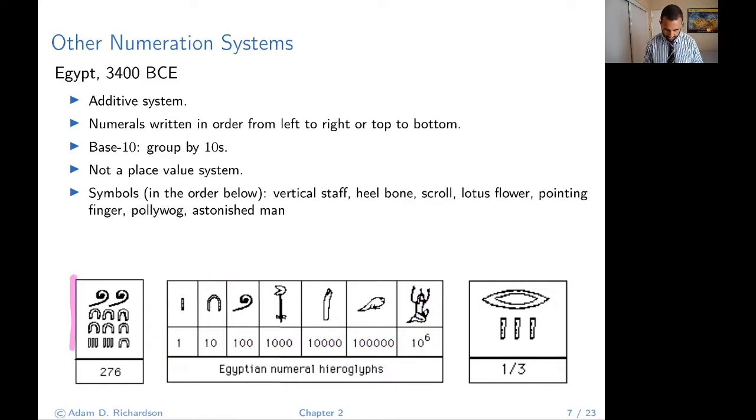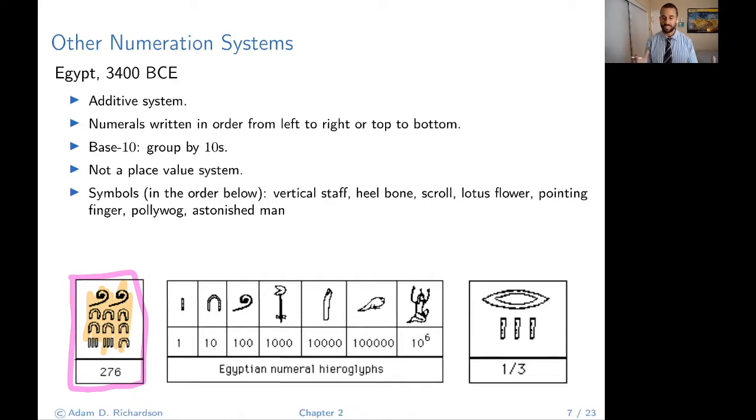Over here is an example of the number 276. So down here at the bottom, this is how we would write the number 276, in that specific order. But the way that the Egyptians would write it is right above there. They would write it like this.